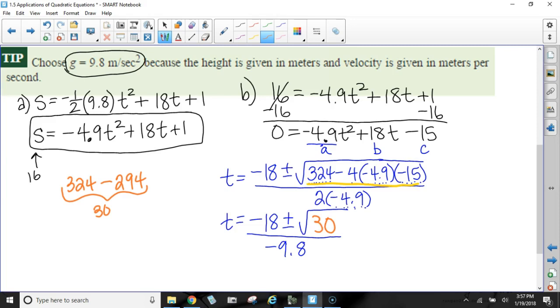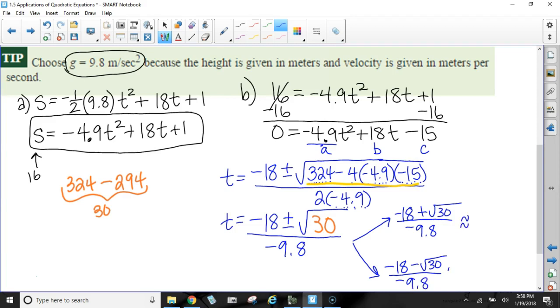At this point, I think it's a good idea for us just to get some approximate solutions. On one of them, I'm going to have negative 18 plus the square root of 30 over negative 9.8. And on the other approximation, I'm going to have negative 18 minus the square root of 30 over negative 9.8. Going to my calculator, I will round these, like the problem asked, to the nearest tenth of a second.